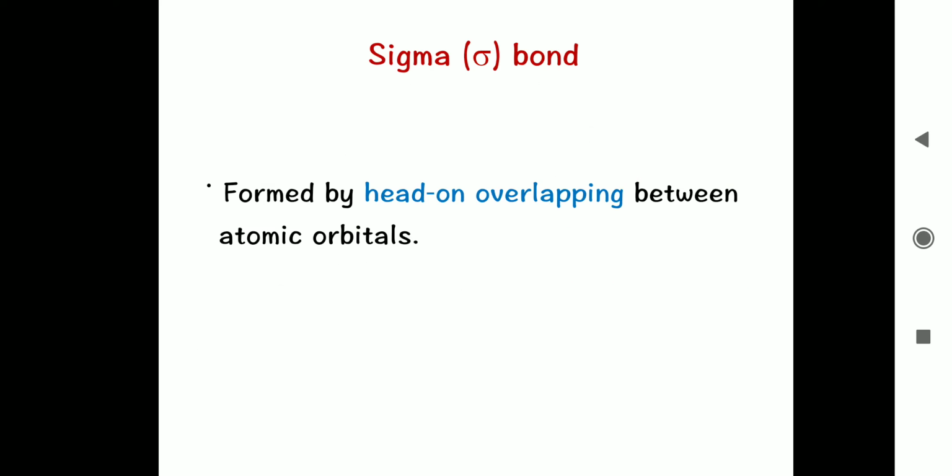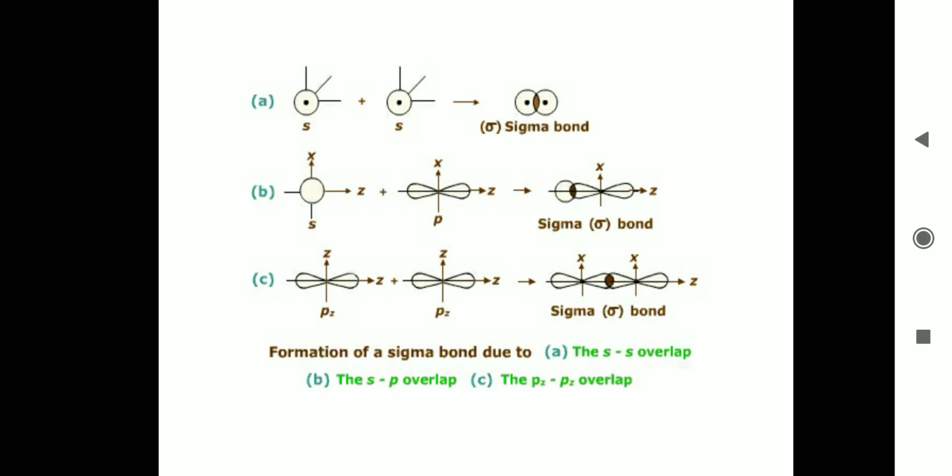Now let's learn about sigma bond. A sigma bond is formed by head-on overlap between atomic orbitals. That means the overlapping should be on the internuclear axis, and the overlapping should be head-on. Here you can see both the s orbitals are overlapping. Here one s orbital and one p orbital are overlapping on the internuclear axis, head-on overlapping. And thirdly, we can see two pz orbitals are overlapping to give rise to a sigma bond.